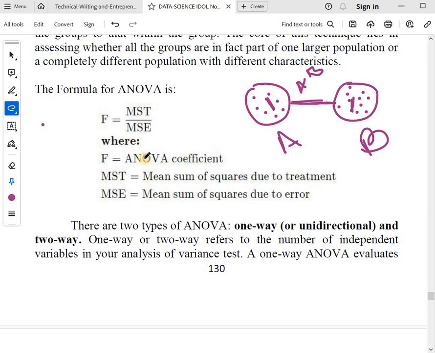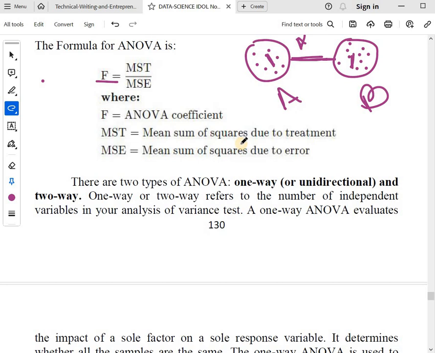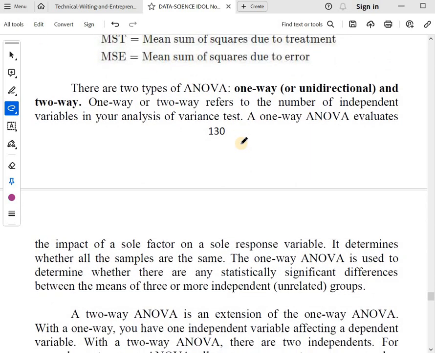Now, what is the formula? F is nothing but it is an ANOVA coefficient. MST is nothing but mean sum of squares due to the treatment. And MSE is nothing but mean sum of squares due to the error. Now, you just have to by heart this formula. Very simple formula it is there. Now, there are 2 types of ANOVA. That is one-way ANOVA and two-way ANOVA.